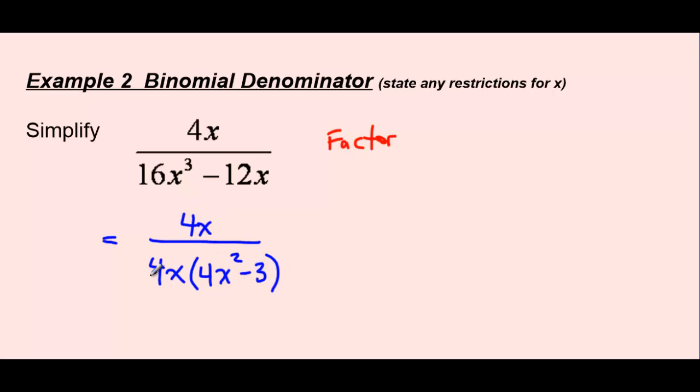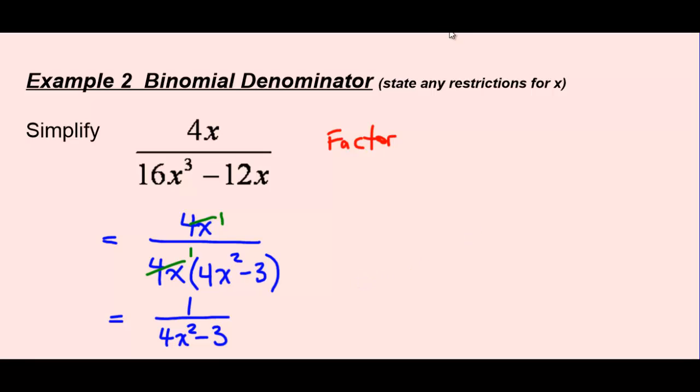This 4x and this 4x, they're exactly the same. Those would cancel and reduce out with each other, both becoming 1. This 4x squared minus 3 now is all alone in the denominator. So we have our final simplified expression here of 1 over 4x squared minus 3.